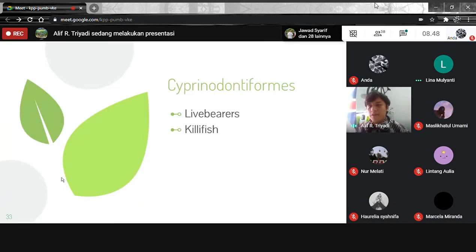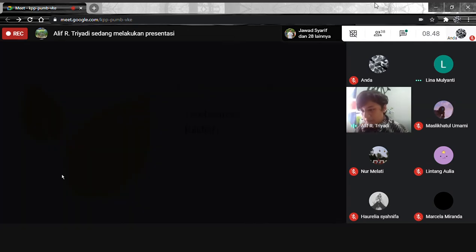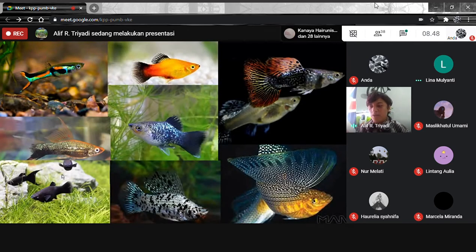Cyprinodontiformes, or livebearers and killifish. The fish that we refer to here are guppies and mollies. As you can see right here, they have a lot of colors, and they usually require a pH around 8 or 7.5. These fish have a certain uniqueness that they can breed to give birth to live young, not eggs, or the eggs quickly hatch after they come out of the mother's womb. So you could say they are livebearers.